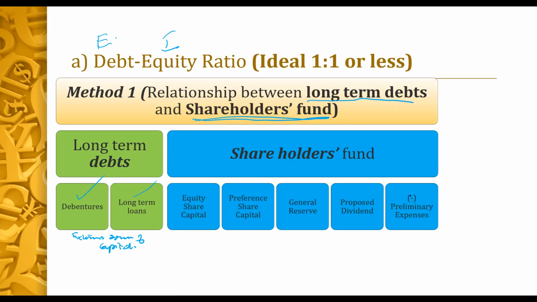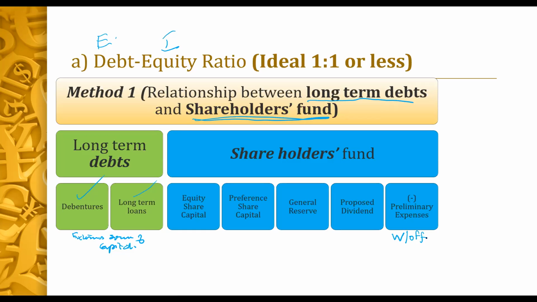While starting up a business, those people have n number of expenses. We will be showing it in the balance sheet, and every year the preliminary expense will be written off in the subsequent years. So that is why we are reducing it from shareholders fund.